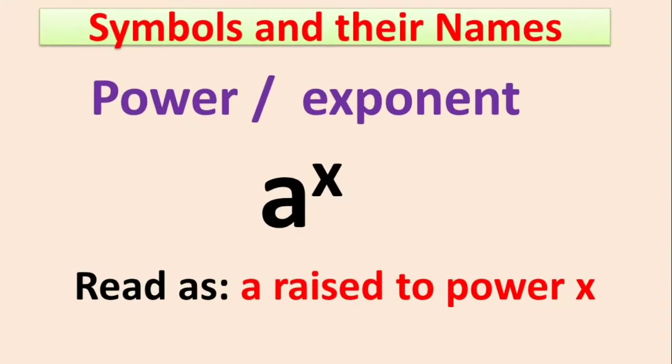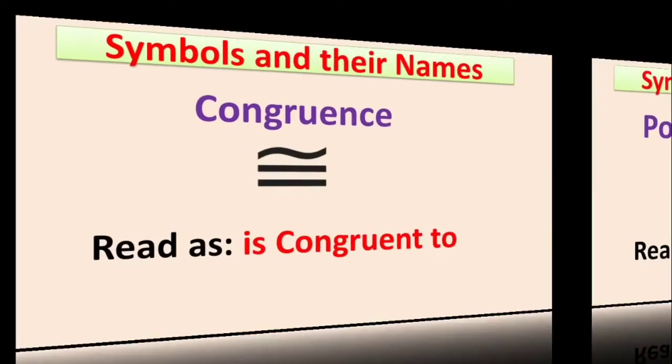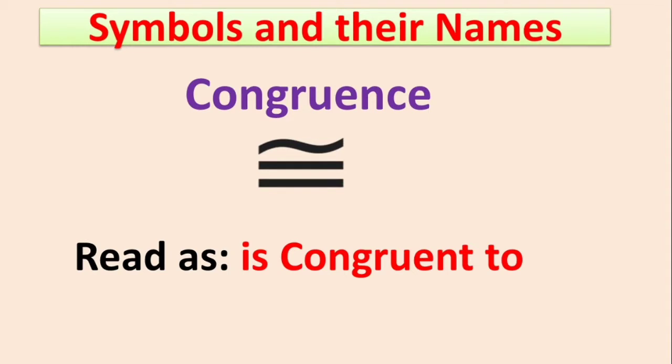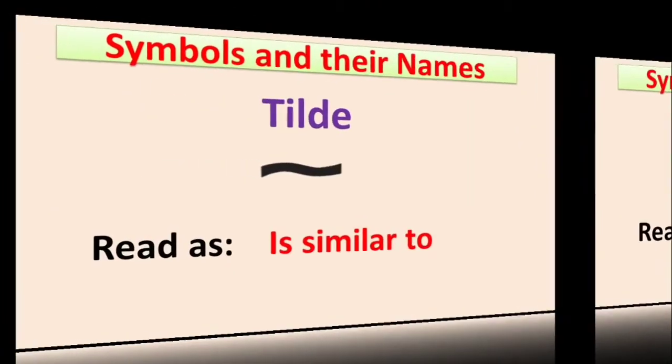Next symbol is power or exponent symbol. It is read as a to the power x or a raised to the power x. For example, 2 raised to the power 5. The next symbol is of congruence and it is as above. It is used to show the exactly same things. It is read as congruent to.